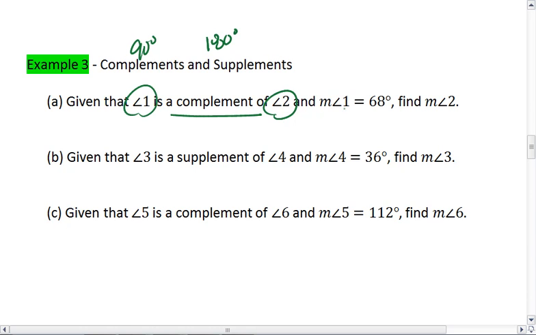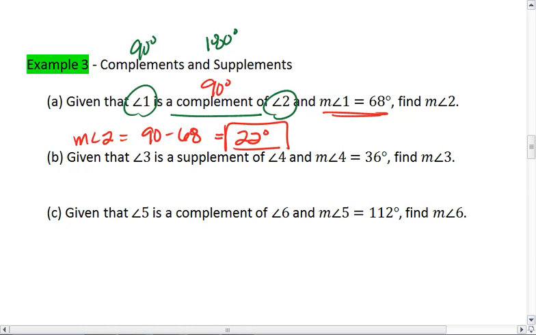Okay, angles 1 and 2 are complementary, which means they need to add to 90 degrees. Measure of angle 1 is 68, which means the measure of angle 2 equals 90 minus 68, which will be 22 degrees.